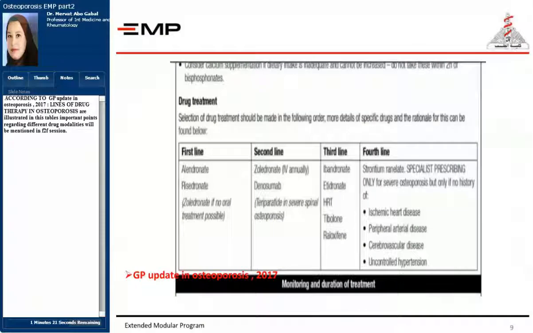According to the GB Update in Osteoporosis 2017, lines of drug therapy in osteoporosis are illustrated in this table. Important points regarding different drug modalities will be mentioned in the face-to-face session.